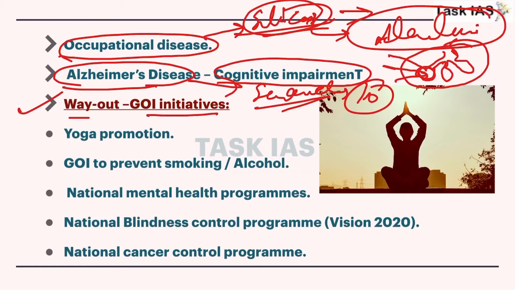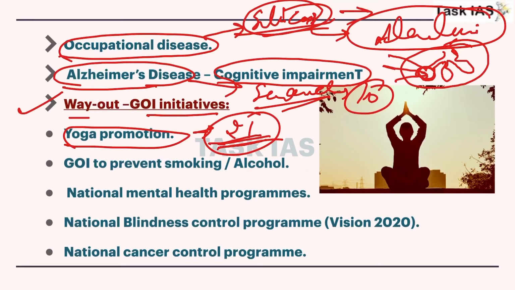Firstly, yoga promotion. On 21st June we are celebrating International Yoga Day. So yoga not only promotes your physical health, it will also help in handling mental stress. So this is needed for your good psychological health.